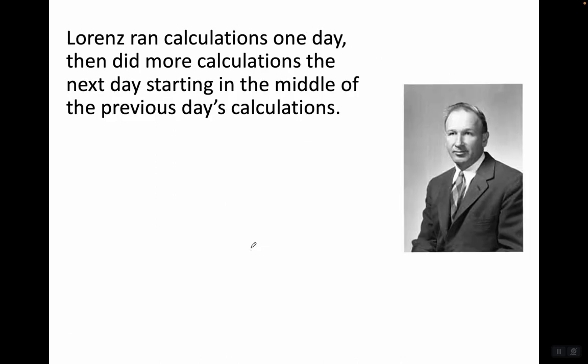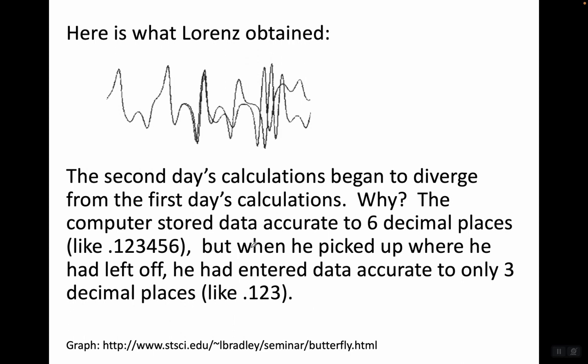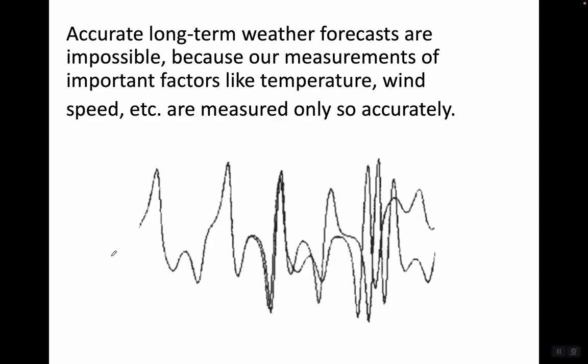Lorenz ran calculations one day, then did more calculations the next day, starting in the middle of the previous day's calculations. Here's what Lorenz obtained. The second day's calculations began to diverge from the first day's calculations right about here. Why? The computer stored data accurate to 6 decimal places, like 0.123456, but when he picked up where he had left off, he had entered data accurate to only 3 decimal places, like 0.123. He figured that, 3 decimal places, that's good enough. It's not going to make a difference. But it did make a difference, a huge difference.